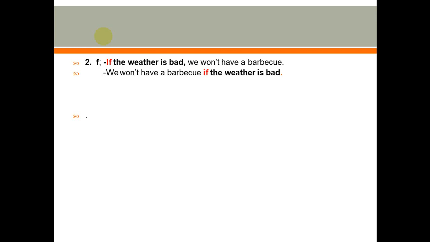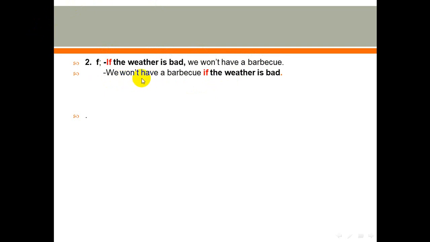2. Number 2 is F. If the weather is bad, we won't have a barbecue. Or we can say, now we will switch, we won't have a barbecue. Of course, the negative of will have is won't have, will not have.